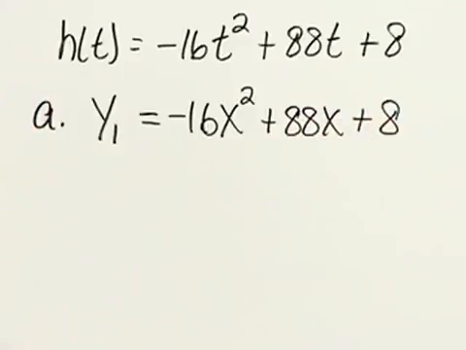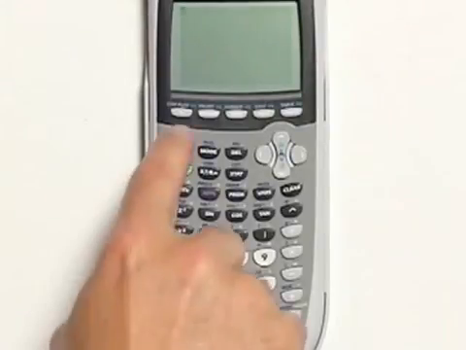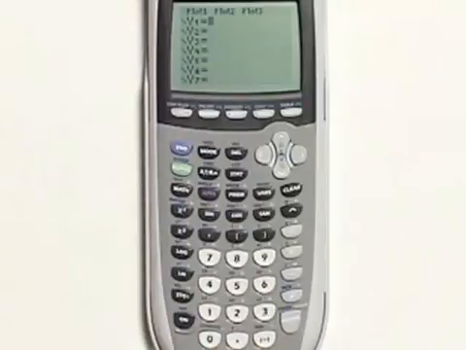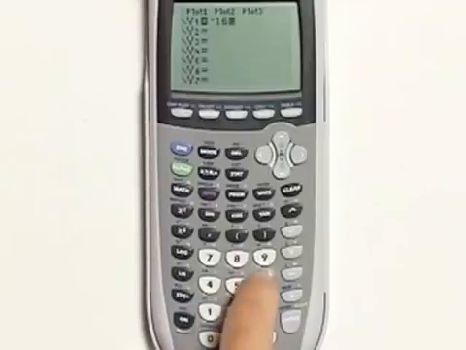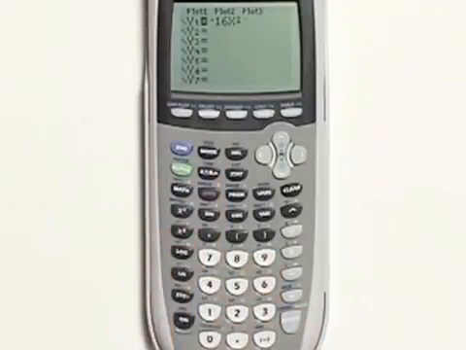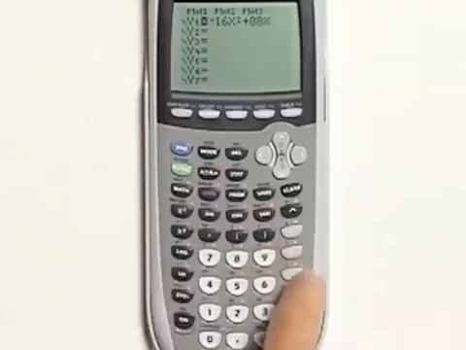So let's go enter that into the calculator so we can take a look at its graph. To graph this on the graphing calculator, we press the y equals key, which is the equation editor key. That gives us y sub 1 equals. We enter negative 16, the x variable key, followed by the x squared key, plus 88, the x variable key, and then plus 8.